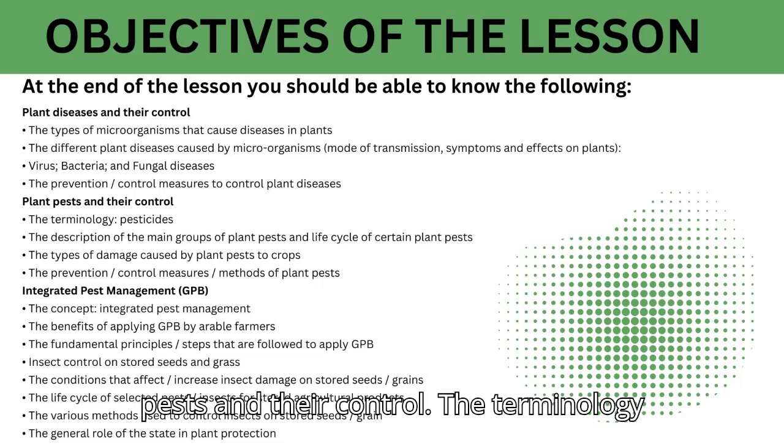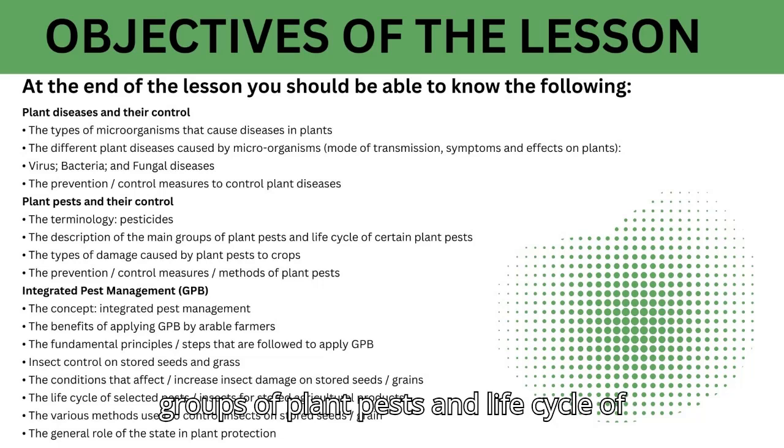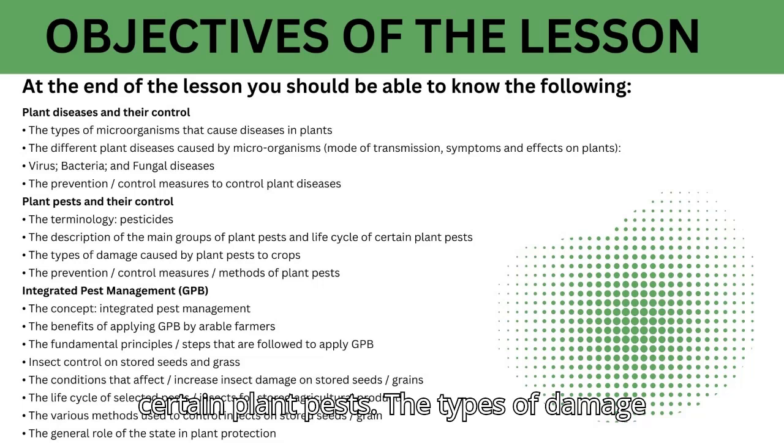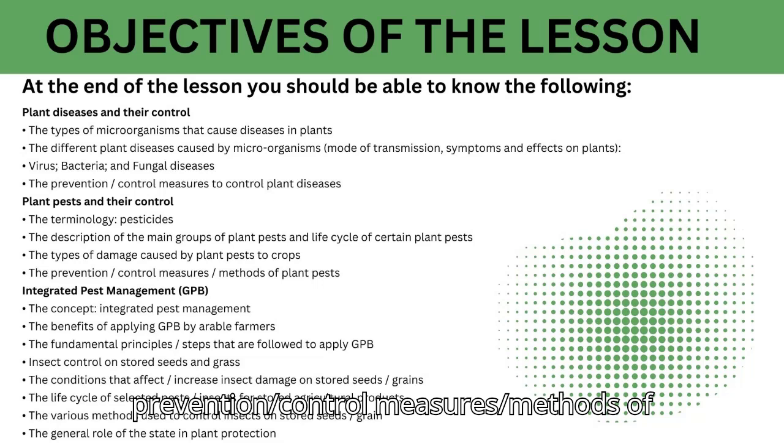Plant pests and their control. The terminology, pesticides. The description of the main groups of plant pests and life cycle of certain plant pests. The types of damage caused by plant pests to crops. The prevention/control measures/methods of plant pests.